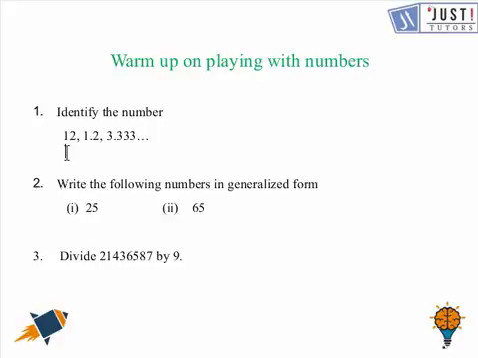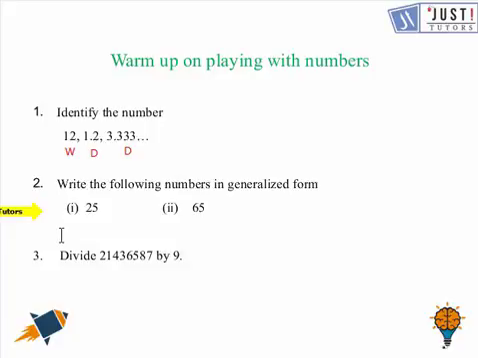Identify the numbers. So the first number is 12, which is a whole number. Then the second number, which is 1.2, is a decimal number. And then the third number, which is 3.333 and so on, would again be a decimal number. However, it will be a recurring decimal. Let's come to question number 2.